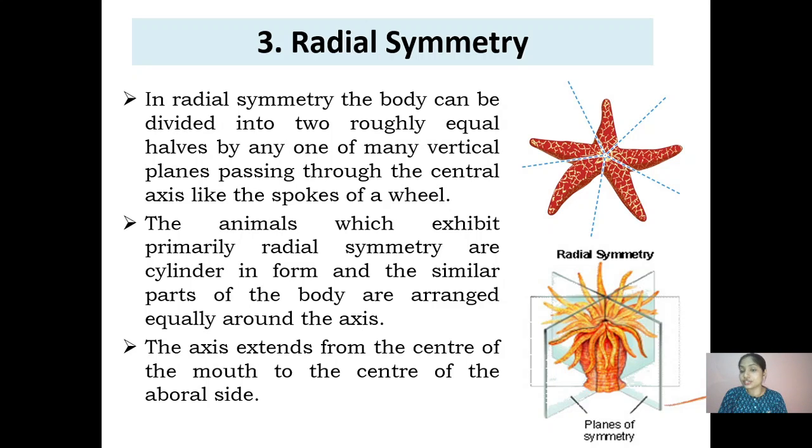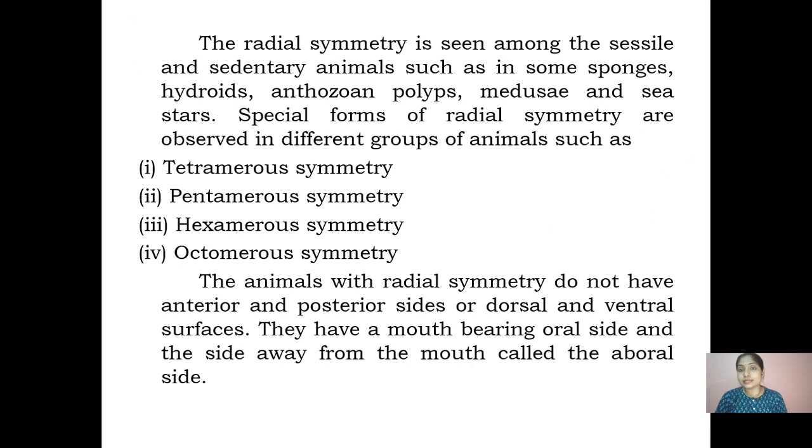They are all cylindrical forms and they have a mouth which actually forms the center, and it can be cut across in different planes but along the center of the body again. So this is what is known as radial symmetry. The radial symmetry is seen among the sessile and sedentary animals such as some sponges, hydroids, anthozoan polyps, medusae and sea stars. So these are the examples of animals with radial symmetry.